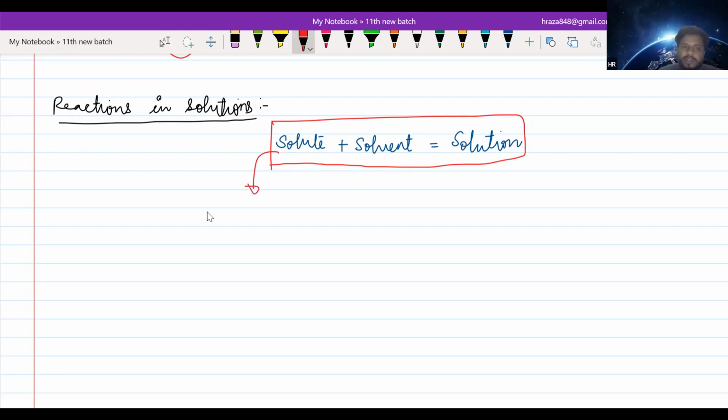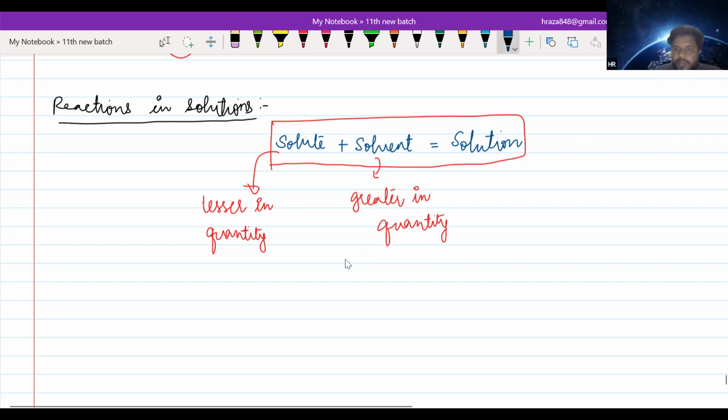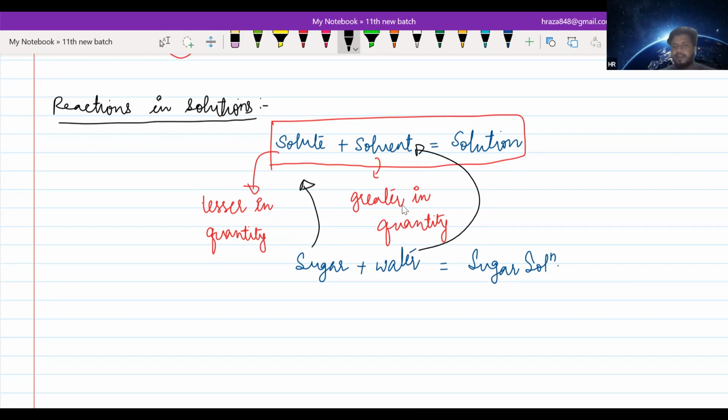So basically solute is the one which is lesser in quantity, and solvent is the one which is greater in quantity. So this is the criteria to recognize which one is solute and which one is solvent. If you add sugar in water, you know which one is solute and which one is solvent, and the solution formed is known as sugar solution. Okay, so you know that this is solute and this is solvent. Is that clear?